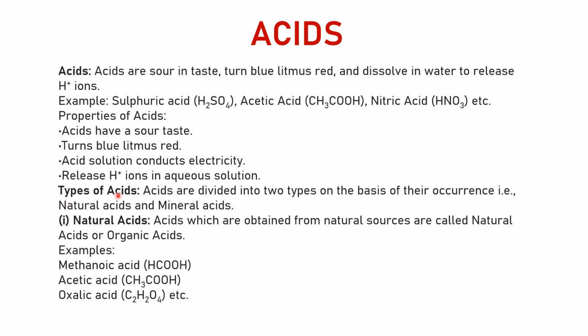Then types of acids. Acids are divided into two types on the basis of their occurrence: natural acids and mineral acids. HCl is a mineral acid, H2SO4 is a mineral acid, HNO3 is a mineral acid. Natural acids, you find in fruits, in vegetables, and in ant sting. So these are the natural acids.